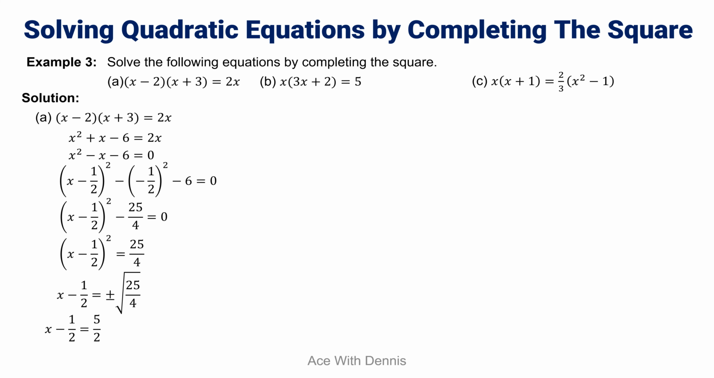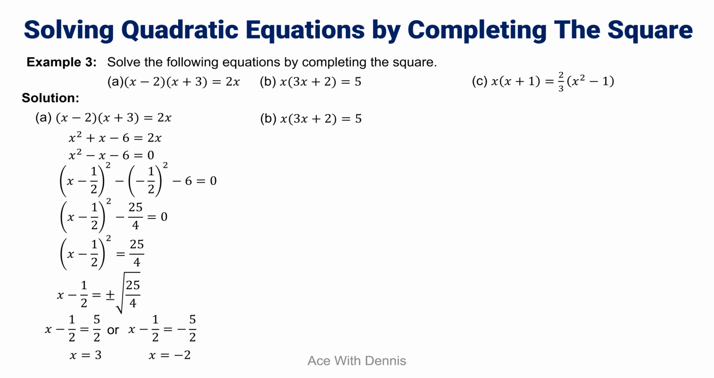Or we have two answers here, x minus half equals 5 over 2, or x minus half equals negative 5 over 2. So x equals 3 or x equals negative 2. So this is the solution for A.